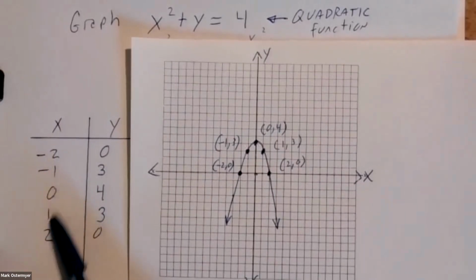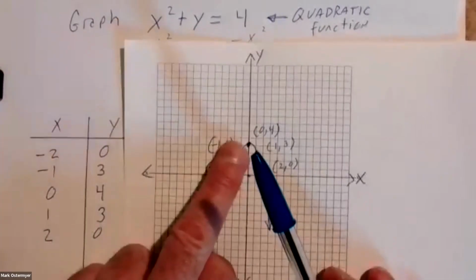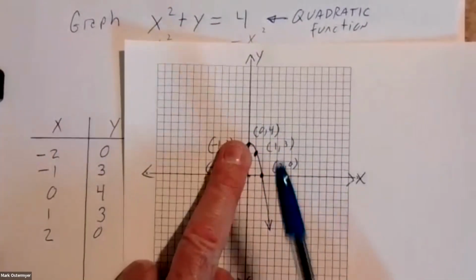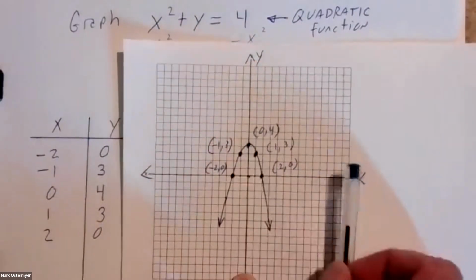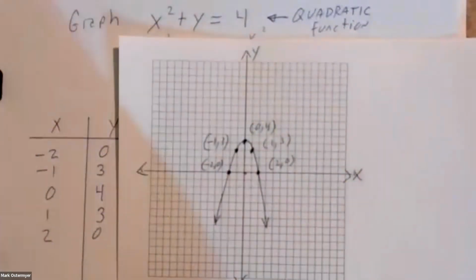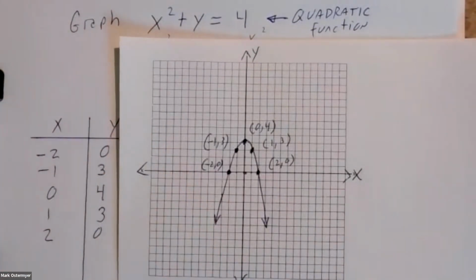If you just chose only positive values, then you're only going to see what, half this graph. Do you agree? You're not going to see the other half. Or if you just chose negative values, you're not going to see this half. You only see the left half. So make sure that you are robust in your choices for x.